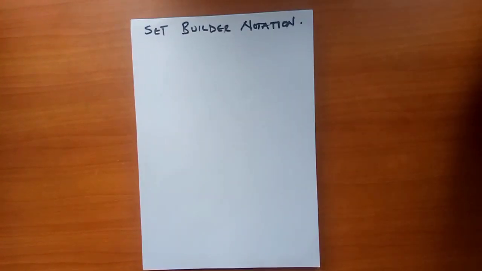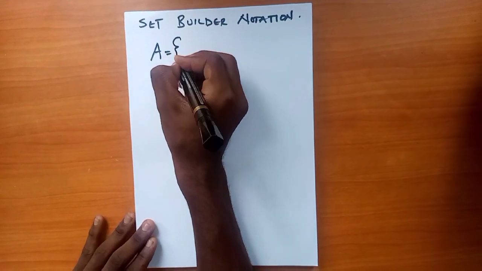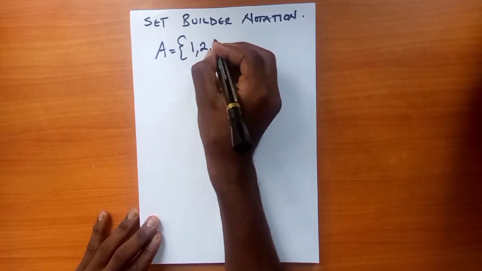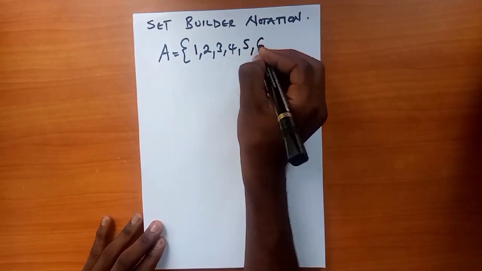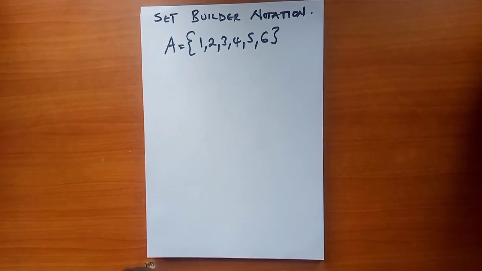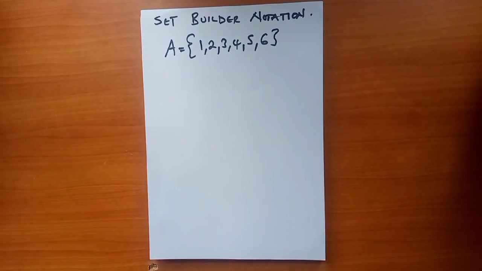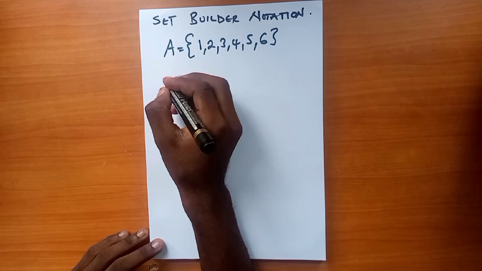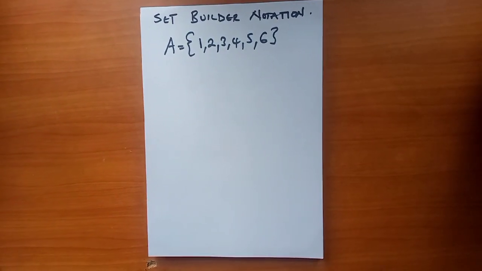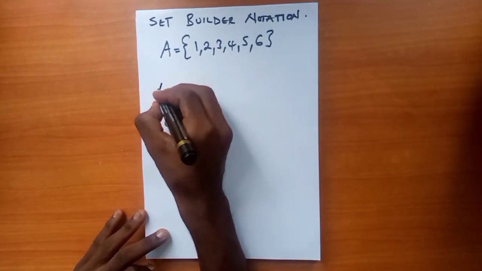Let's suppose we've got a given set A. A is our given set, and we are going to write this set in roster form. These are the given elements. It's a finite set, and they've told you to present this set in set builder notation. Now you remember that both roster form and set builder notation simply use the curly brackets. So you're going to get the set A.